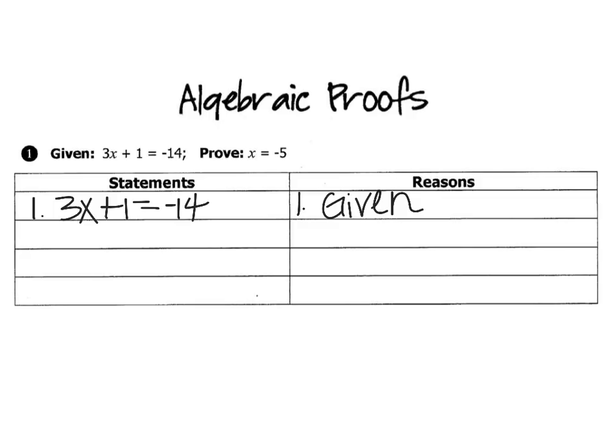Now, we know our end goal is to prove that x equals -5, so that's going to be our final line. Now, for step number 2, for statement number 2, we're thinking algebraically. So our goal here, we're thinking of our end goal. What we want to do is manipulate the equation so that we get x by itself. So what we would want to do is subtract 1 from both sides. If we subtract 1 from both sides, we end up with 3x equals -15. And we subtracted 1 from both sides, so therefore this would be the subtraction property of equality.